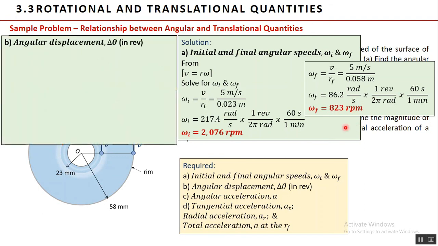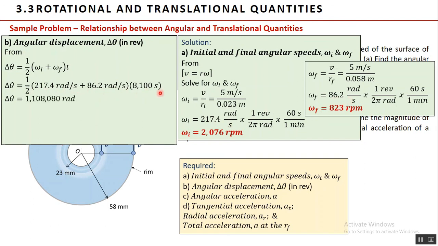Letter B, for angular displacement, since the disk slows down as it rotates, we assume its acceleration is constant, so we can use the formula, 1/2 of the sum of the initial and final angular speeds, multiplied by the playing time. Take note, we will use values of angular speeds in terms of radians per second, instead of RPM. Substituting the values will give 1,108,080 radians. Then converting this to revolutions, the disk rotates 176,356 revolutions during the playing time of the movie.